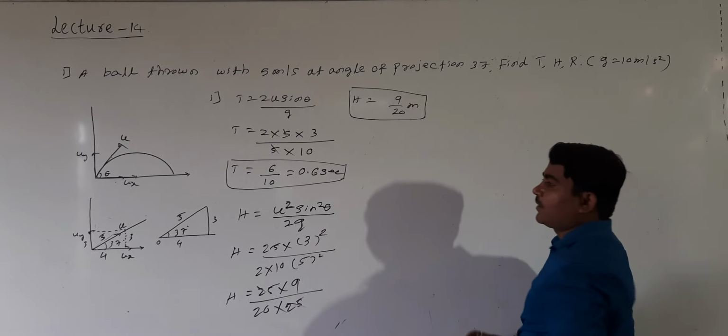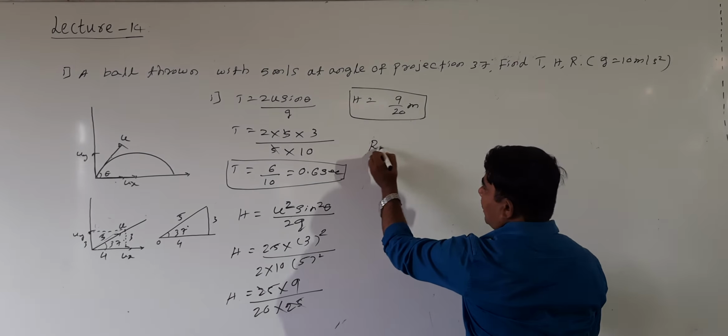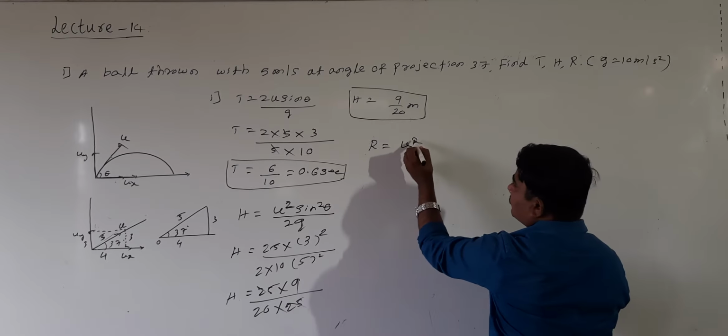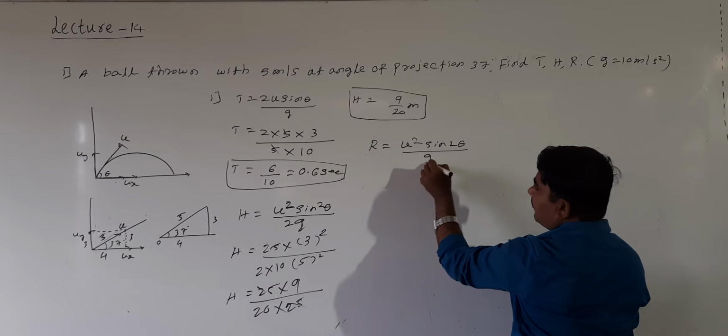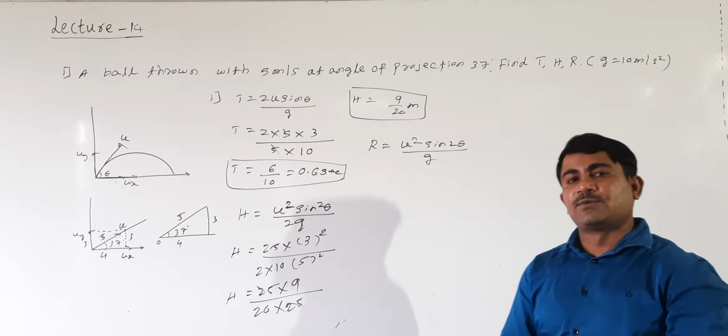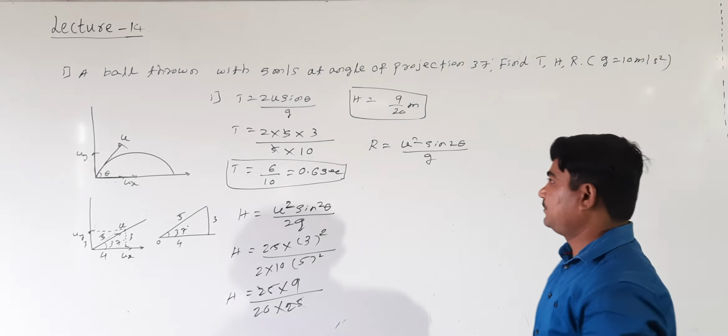9 divided by 20 meter. Second answer. What is the final one? Final one is equal to R. What is R? U square sin 2 theta divided by g. Right? Sin 2 theta. You know sin 2 theta is 2 sin theta into cos theta.